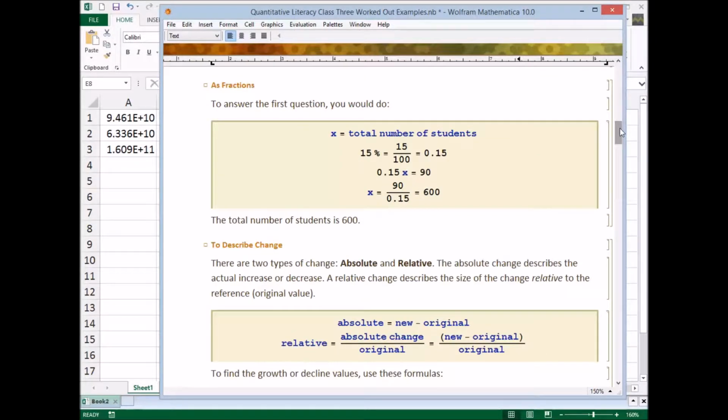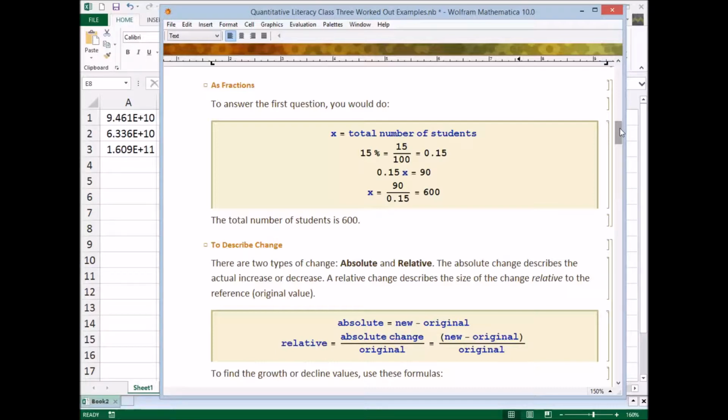To answer the first question, we have to do a little bit of algebra. In algebra, you use a variable to figure out the unknown. In this case, the unknown is the total number of students, so let's put an x to that. 15% could be described as 15 over 100 or 0.15. Those are all equivalent. Typically, you want to use a decimal or fraction in your calculations.